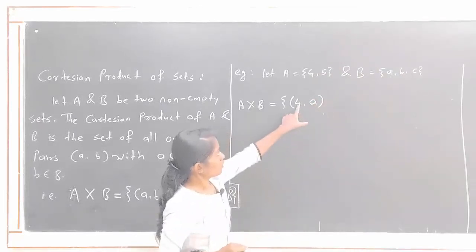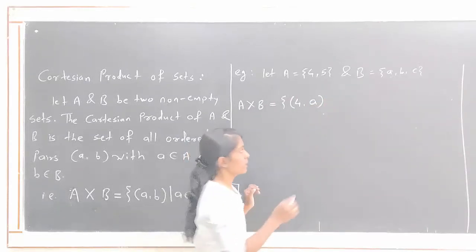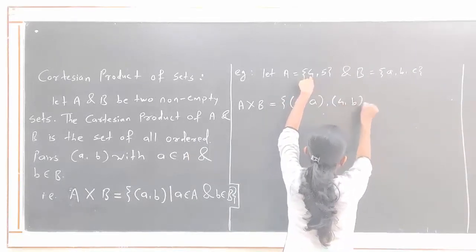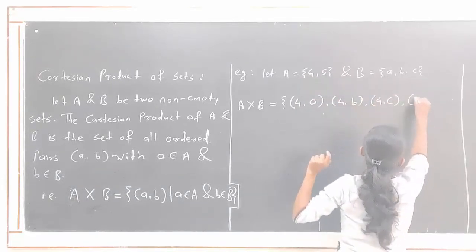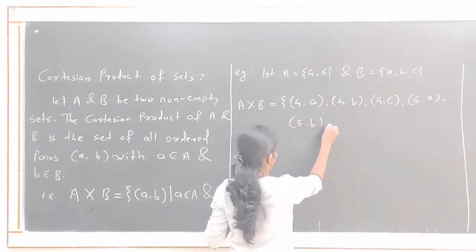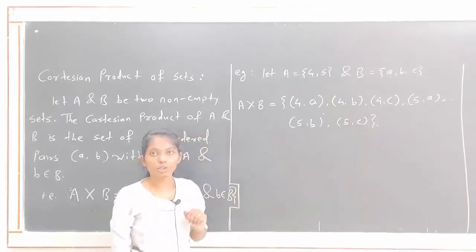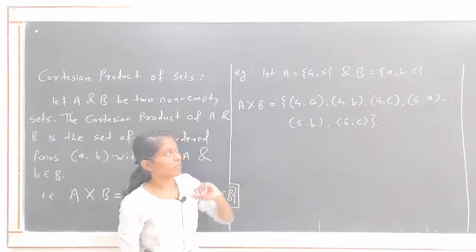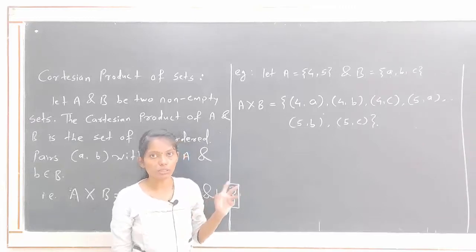In this ordered pair, 4 belongs to set A and a belongs to set B. In similar manner we take the pairs (4, b), (4, c), then next (5, a), (5, b) and last one (5, c). So this is the Cartesian product of sets A and B: (4, a), (4, b), (4, c), (5, a), (5, b), (5, c). The first element belongs to set A and the second element belongs to set B.